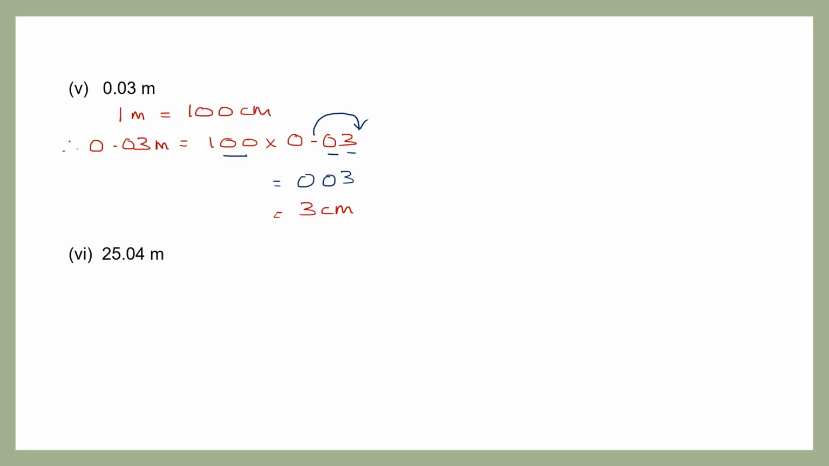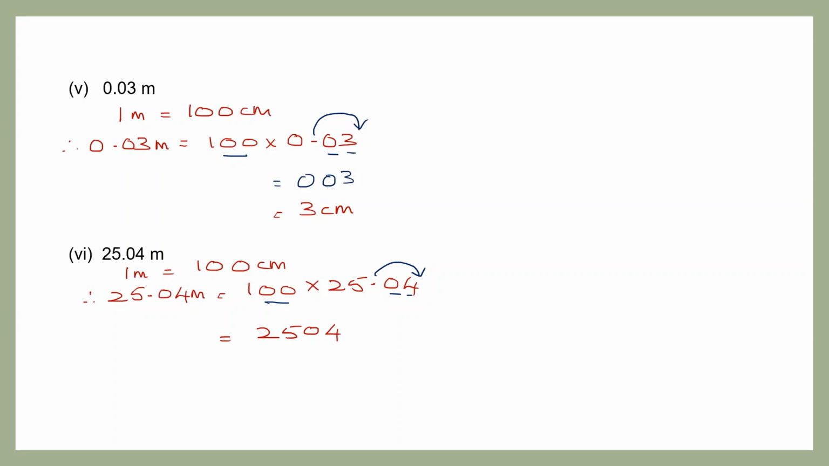Next one, 25.04 meters. Again, meter to centimeter. 1 meter equals 100 centimeters. Therefore, 25.04 meters will be 100 into 25.04. Two zeros, point moves 2 places to the right and comes here. So what do I get? I get 2504.0 or simply 2504 centimeters.